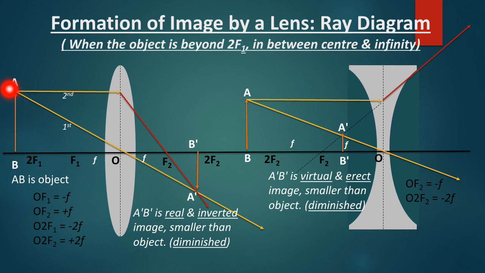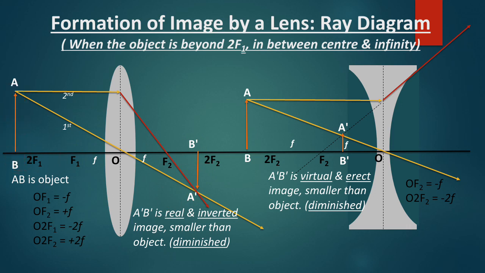Now you can see we are just taking the two principal rays only. This is the first principal ray and this is the second principal ray. When those are incident on the lens, see, these are the two refracted rays. We are getting the position of A dash here, and after getting the position of the real image as A dash, we are drawing a perpendicular on the principal axis to get the position of this point B, which is B dash. So what we got here, A dash B dash, is the image of this object AB.